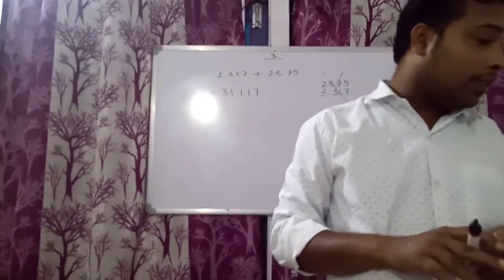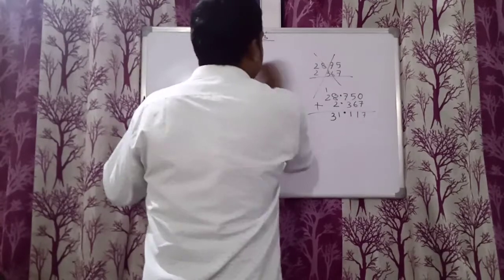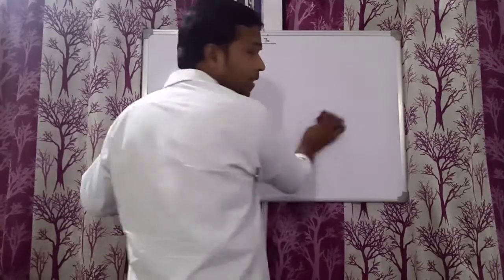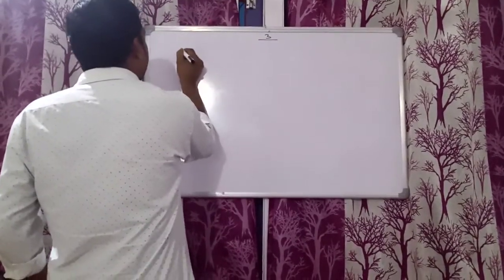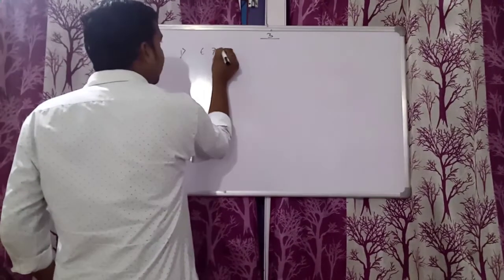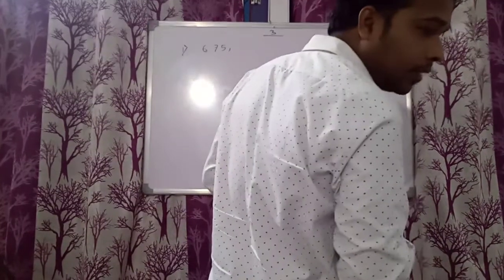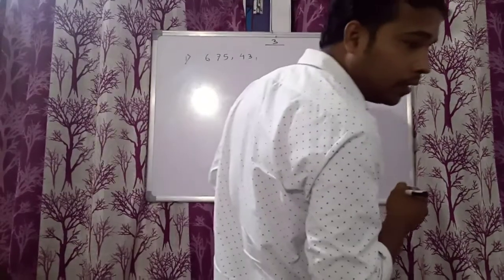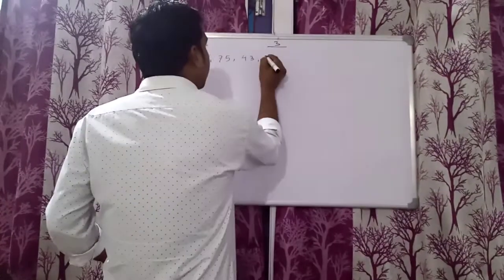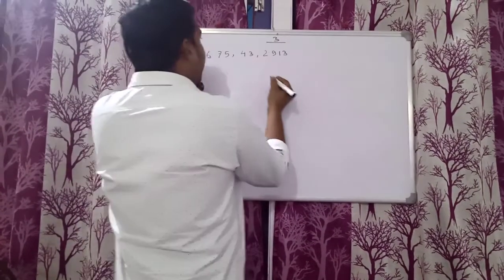In exercise 3a, their first question is you have to add. There are three numbers you have to add. What are the numbers? See, one number is 6.75. Question number 1. 6.75. Then one is 4.3, and another one is 2.913. Then how will we add it?